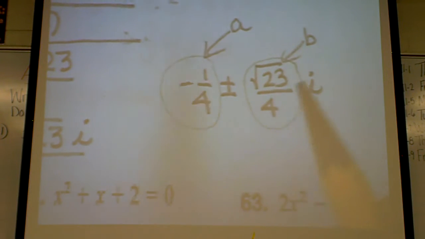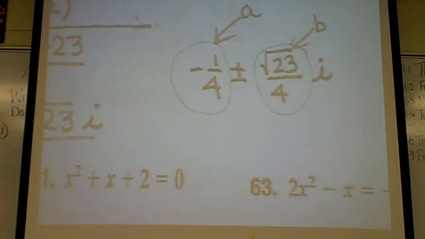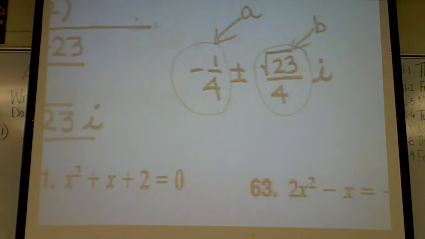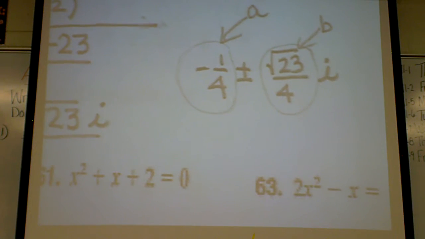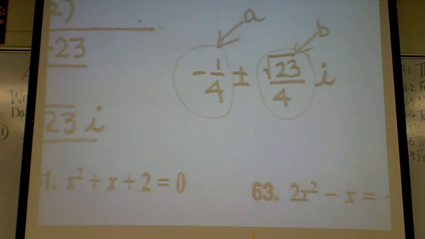Now notice, whenever you have an imaginary number, a complex number, they come in pairs. If negative 1/4 plus root 23 over 4 i is there, negative 1/4 minus root 23 over 4 i will also be there. Okay? You're going to do these for homework. And look at example 8.